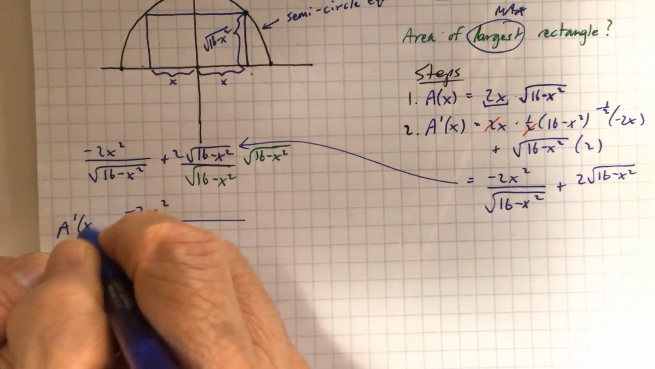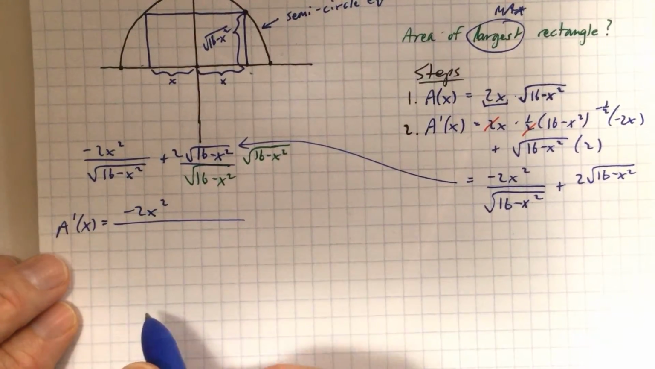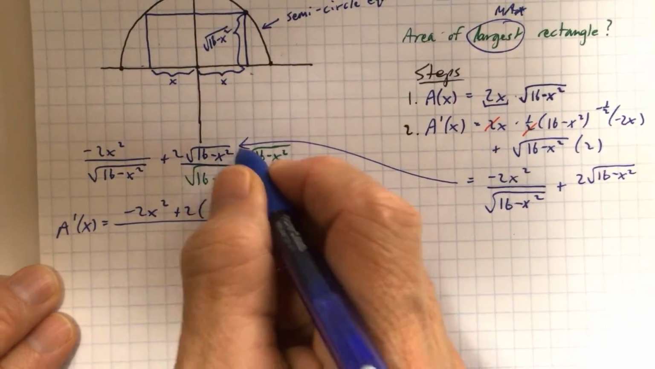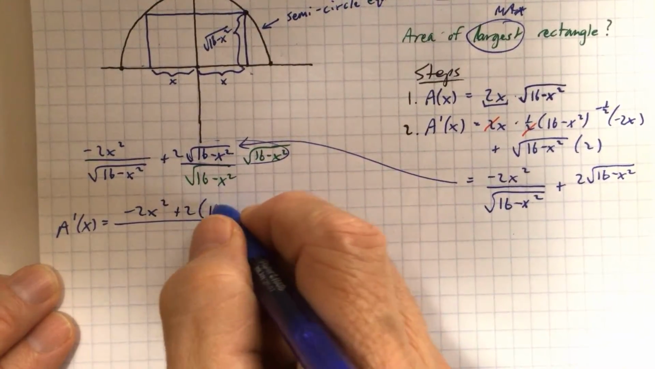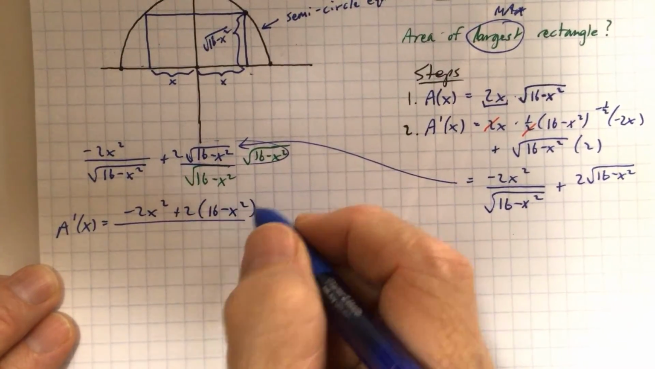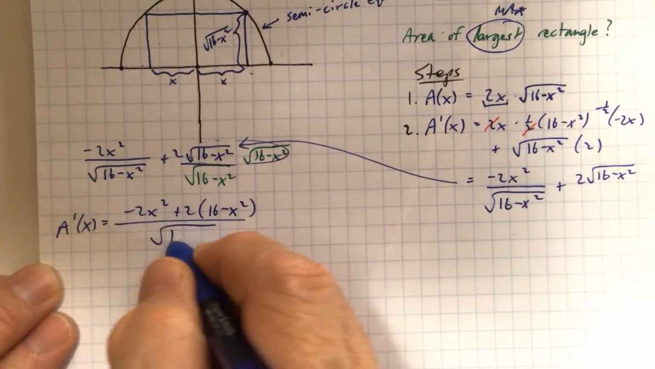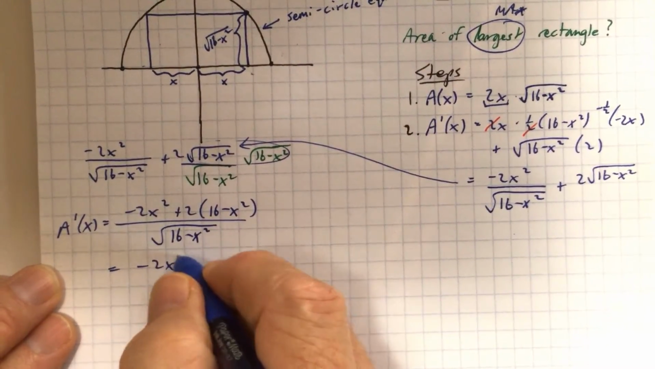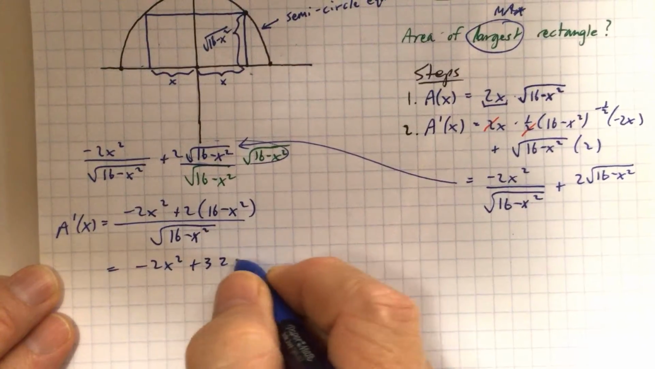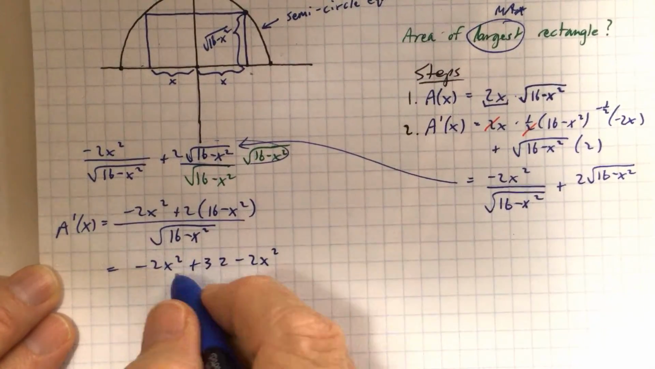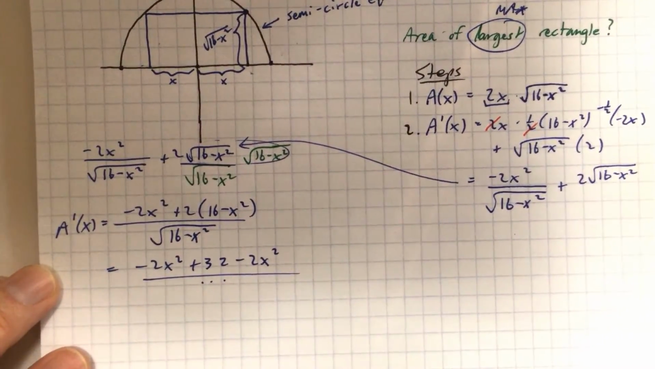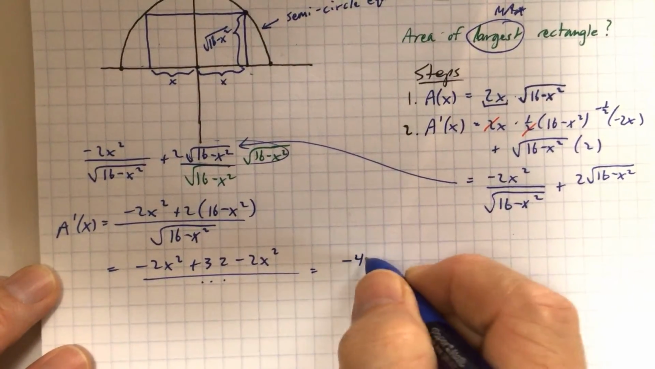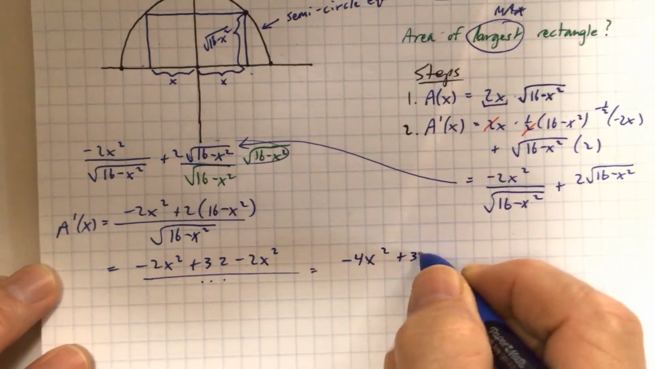And again, this is A prime of x, the derivative of the area in terms of x. So we get negative 2x squared plus 2 times, when you multiply the two radicals together, the radical symbol goes away, and we get that over our denominator, the square root of 16 minus x squared. Then we get negative 2x squared plus 32 minus 2x squared again, over dot, dot, dot for the denominator. I don't want to keep writing that. And then we have negative 4x squared plus 32.